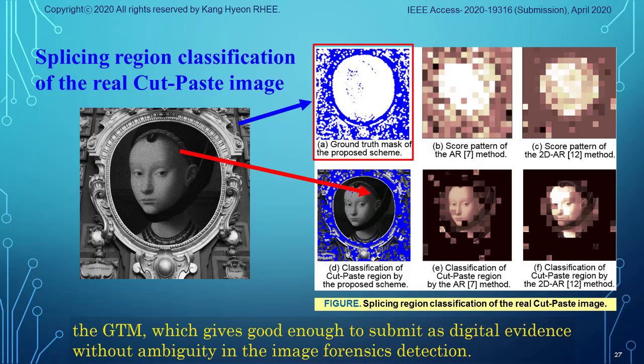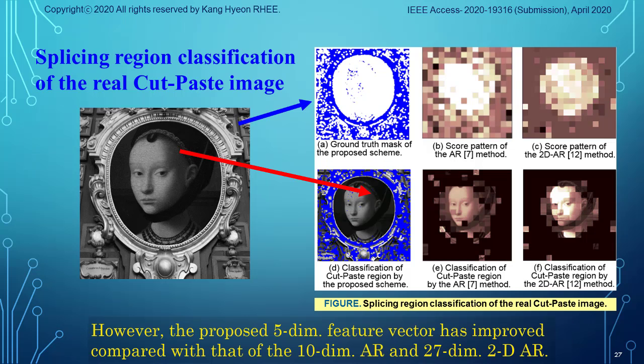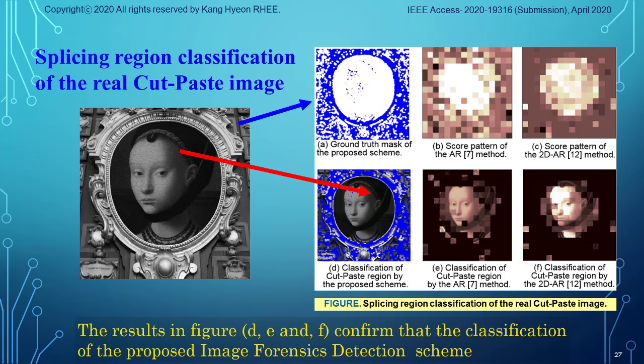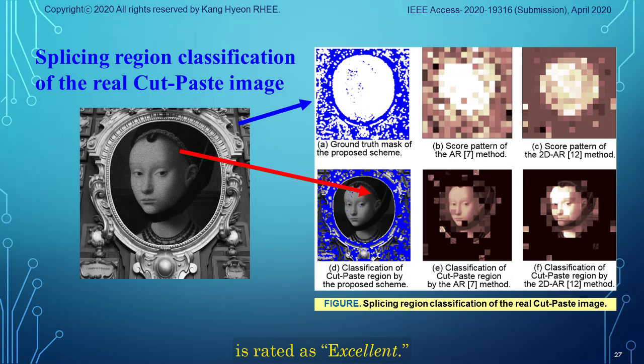However, the proposed 5-dimensionality feature vector has improved compared with that of the 10-dimensionality AR and the 27-dimensionality 2D AR. The results in Figure D, E and F confirm that the classification of the proposed image forensics detection scheme is rated as excellent.